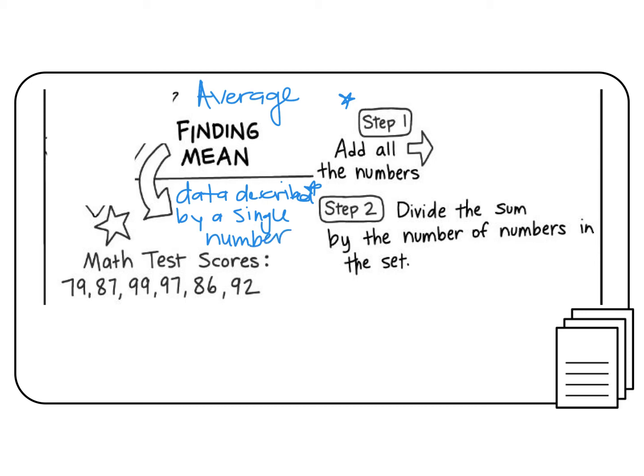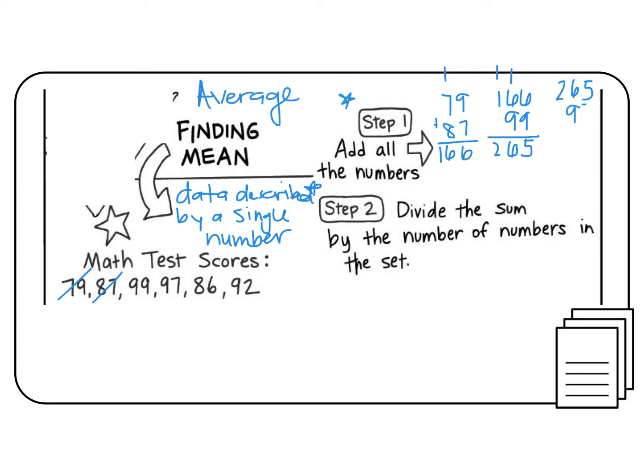All right, so we have in this data 79, 87, 99, 97, 86, and 92. And our first step is to add all of our numbers. So I'm going to start up here. We have 79 plus 87. I'm just taking the first two and I'm going to cross them out because I used them. So 9 plus 7 is 16, and 8 plus 8 is 16. So I get 166. So 166 plus my next number, which is 99. All right, so 9 plus 6 is 15, carry the 1. 10 plus 6 is 16, carry the 1. And 1 plus 1 is 2. So I have 265.